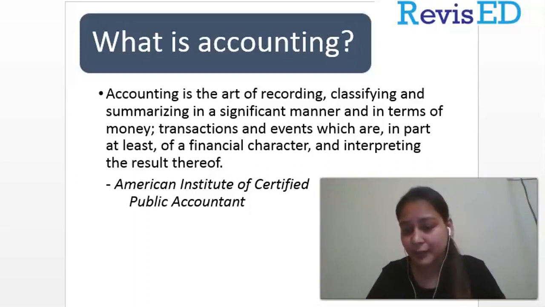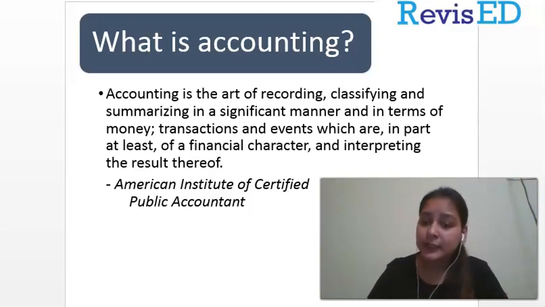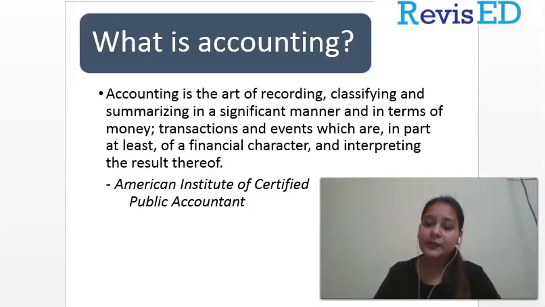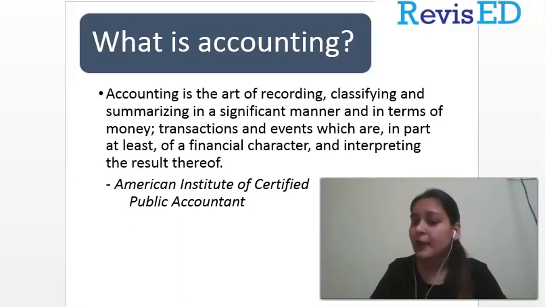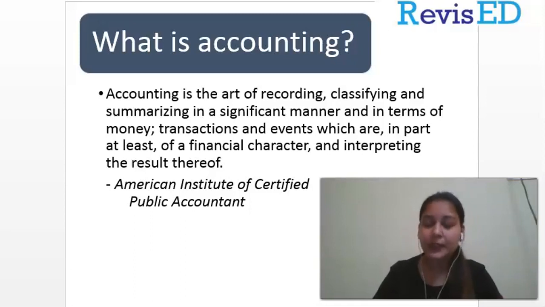So I can only record transactions in terms of money. So it is very important for those transactions and events to have a financial character. Financial character means they can be converted in terms of money. And at the end what we do? We interpret the result, we find out the result. This is the end point. So accounting basically consists of recording, classifying, summarizing and interpretation. This particular definition is given by the American Institute of Certified Public Accountants. So whenever in your exam any definition is asked for accounting, this is the definition we always use.